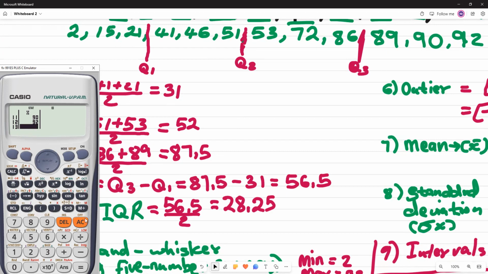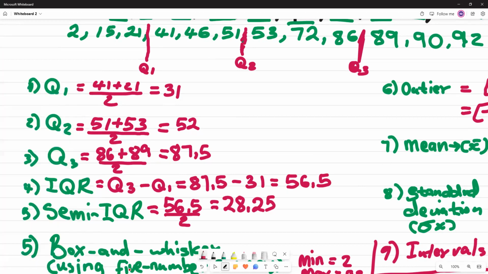After putting everything, you press AC. Then you need this function of statistics. So you need to press shift first. So shift, stats, then we're working with variance. So 1. And then X bar is your mean. Number 2 will give you your mean, right? And then number 3 will give you your standard deviation.